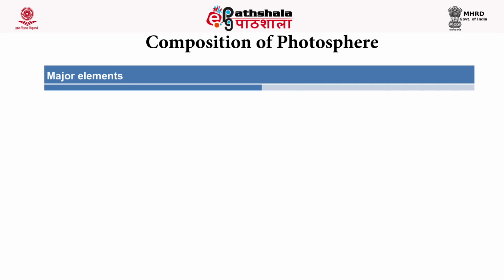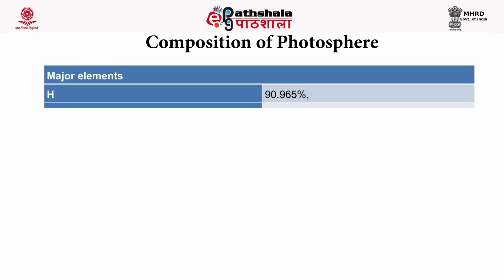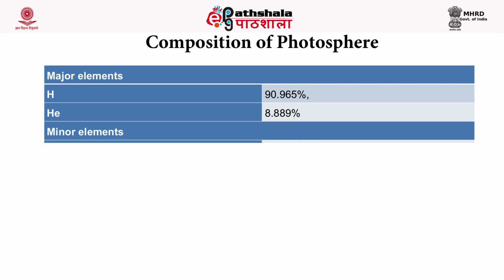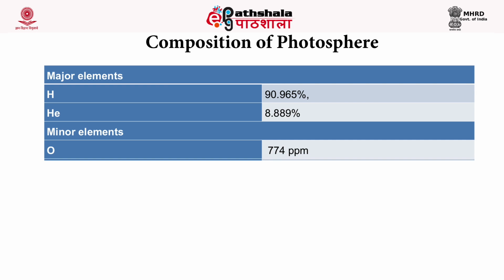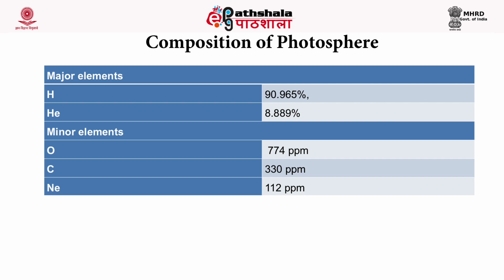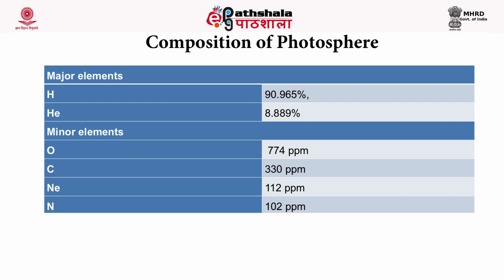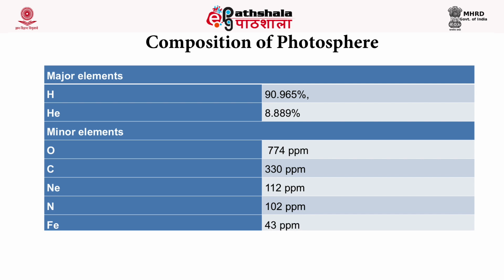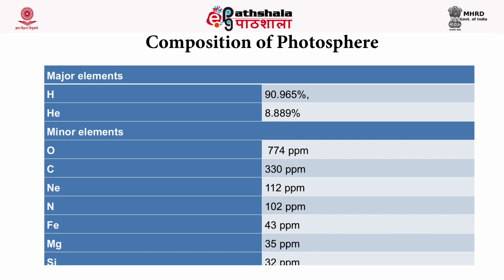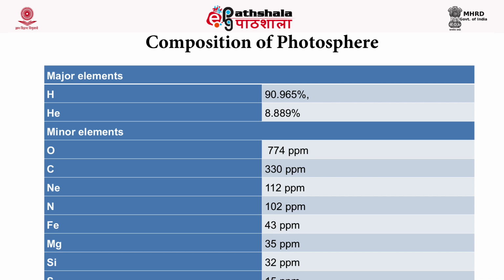Let's see the composition of the photosphere. If you see the composition of the atmosphere of the sun, except the core, the other parts have almost similar composition. It includes the major elements hydrogen around 90% and helium around 8.89%. And the other minor elements are oxygen, carbon, neon, nitrogen, iron, magnesium, silicon and sulfur.